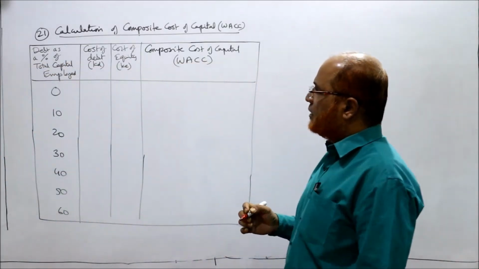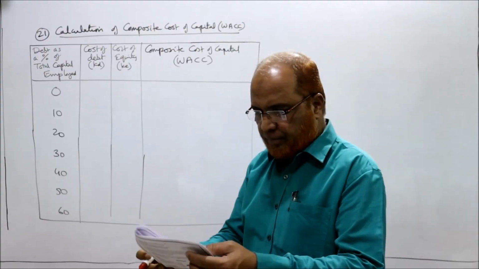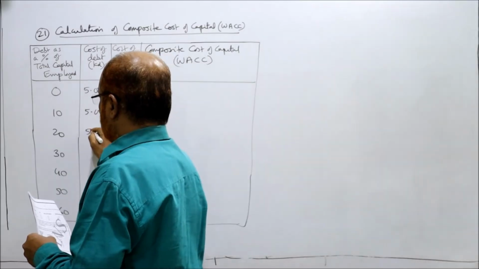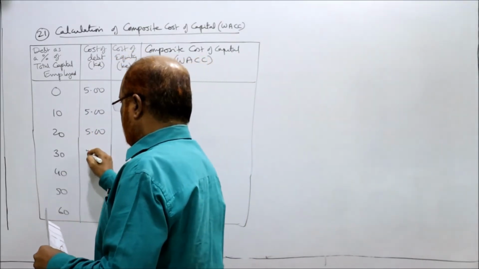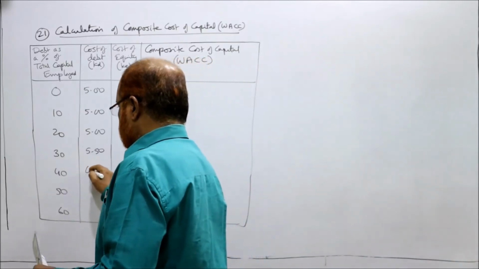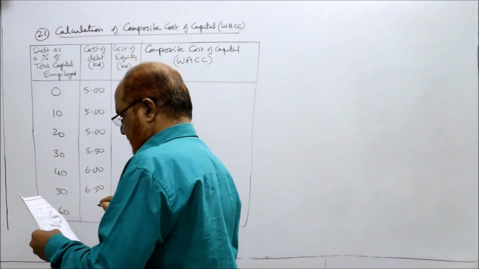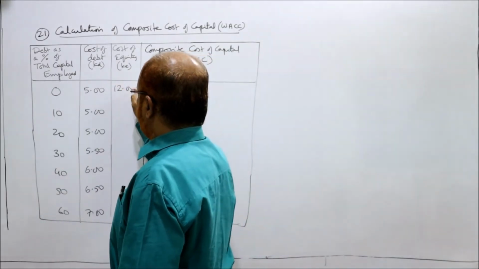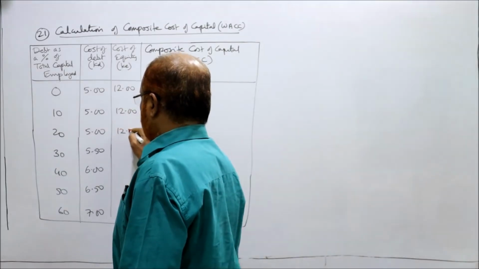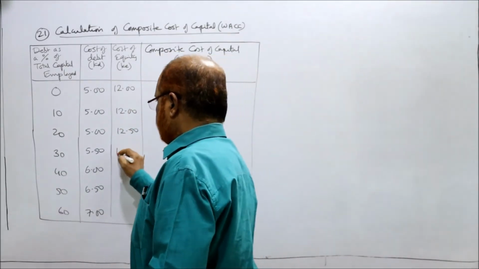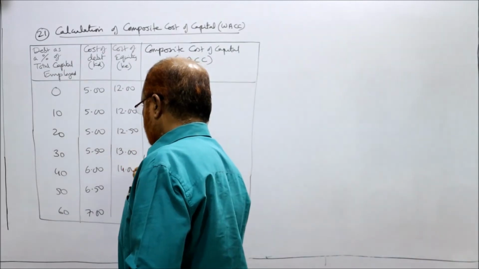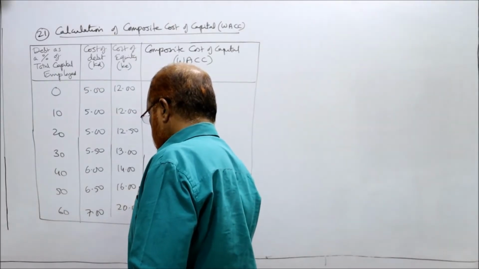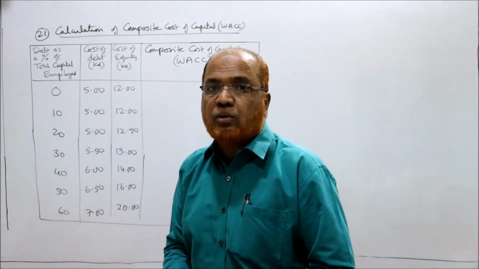Now see here. Kd, cost of debt is given in the problem. Kd is 5. Here also 5, here also 5. Then 5.5. Then 6. 6.5. Last one 7. Next one 12, 12. 12.5. 13. 14. 16. 20. This is the information given in the problem. इसका मतलब क्या होता है, केयरफुली देखिए.